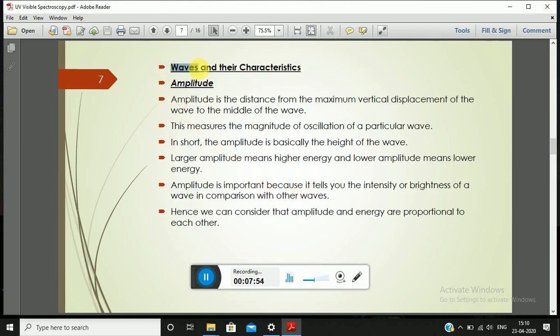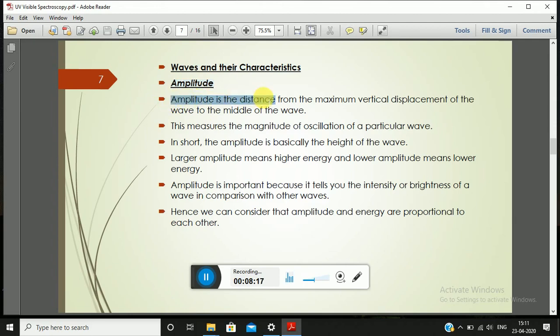Now, when we consider waves and their characteristics, as we have seen that electromagnetic radiations propagate in the form of electromagnetic waves, it is necessary to understand the form of a wave and its characteristics. So the first important characteristic which we need to study here is the amplitude of the wave. What do we mean by amplitude?